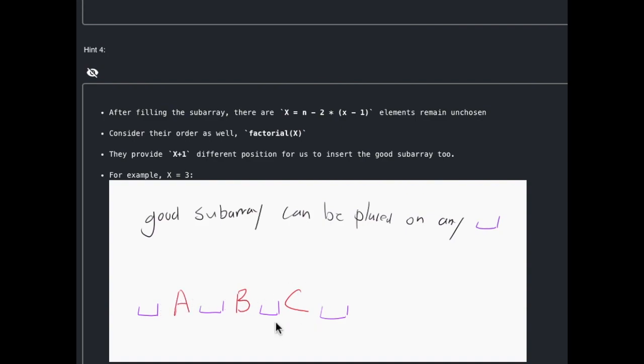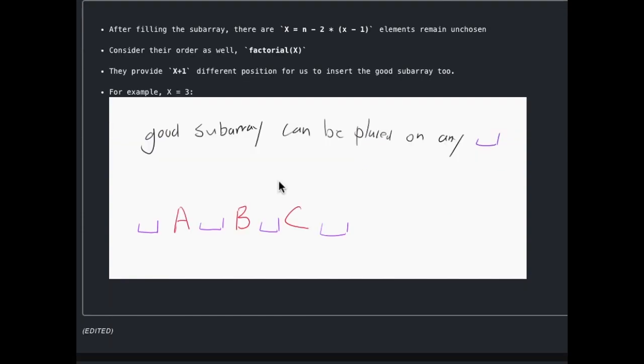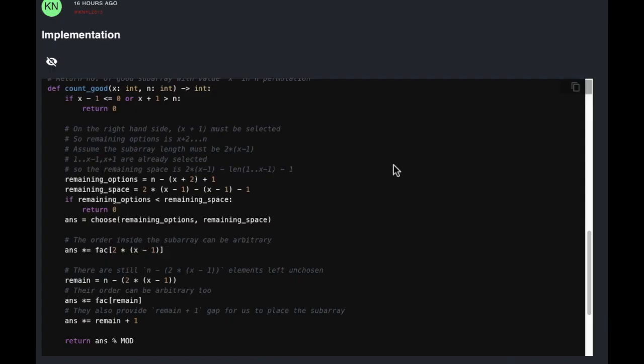And as you can see here, if there are three remaining elements, there are 4 positions for us to place the good subarray. So we have to multiply that as well. And also the remaining elements can be in arbitrary order as well, so we have to multiply the factorial of the remaining as well. And that's pretty much all for the solution overview. Let's see how we can actually implement it through the code implementation.